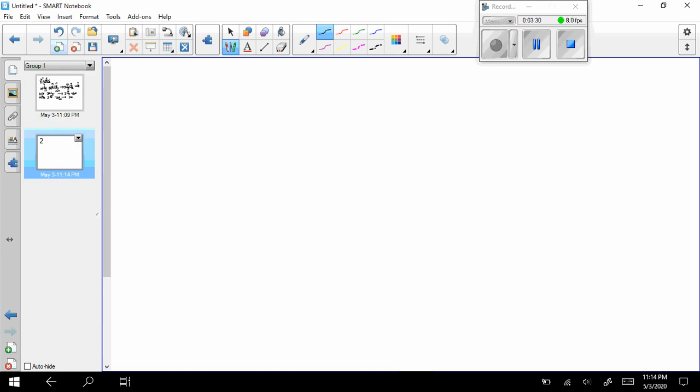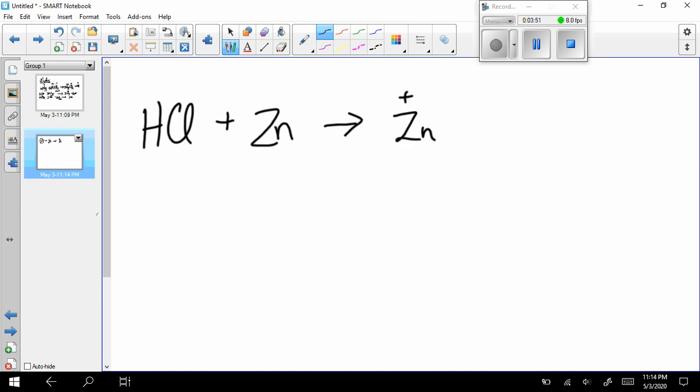So I'm going to do some more with you. So let's say I have HCl, hydrochloric acid, and I add, let's say zinc. The zinc is now going to go with the Cl, and zinc only has one oxidation number. It's plus 2. Cl is a minus 1. I crisscross, and I get ZnCl2.